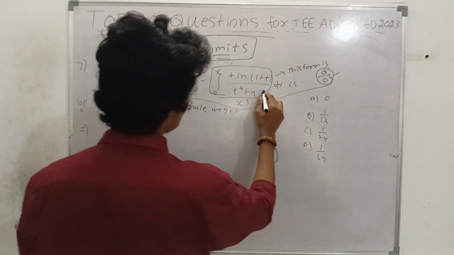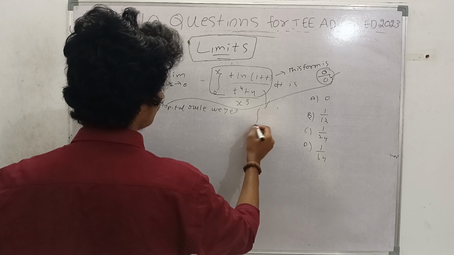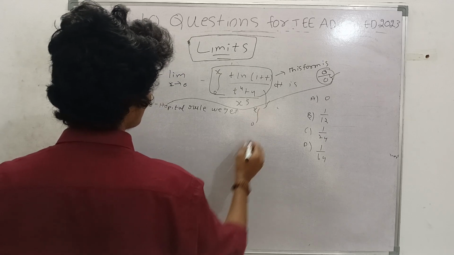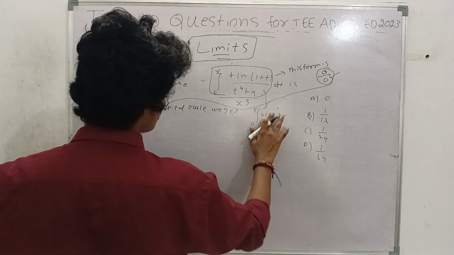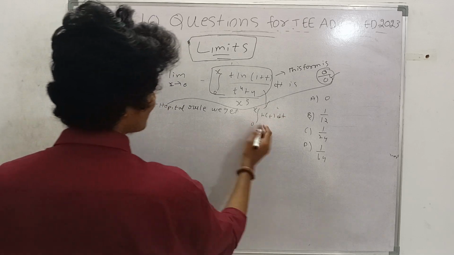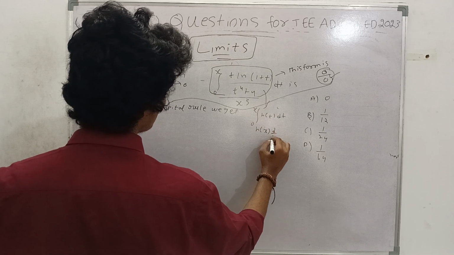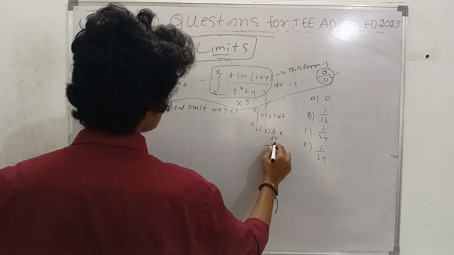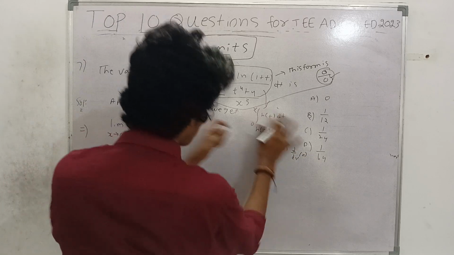We already know the Leibniz rule. Suppose we have to differentiate the integral from 0 to x of h of t dt. I can simply differentiate it as h of x into d by dx of x, minus h of 0 into d by dx of 0. Same method I am applying here.